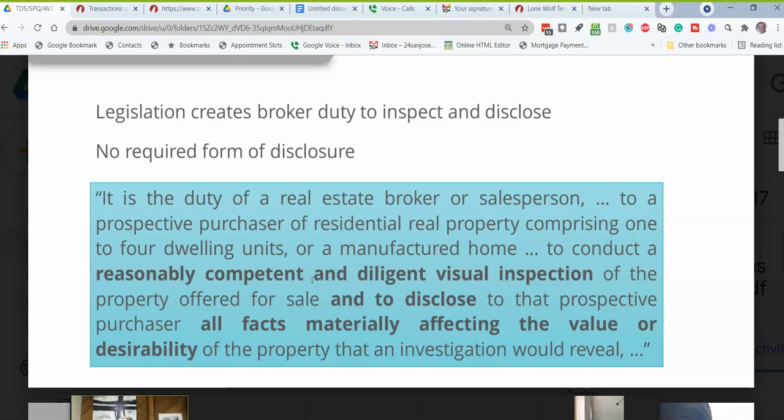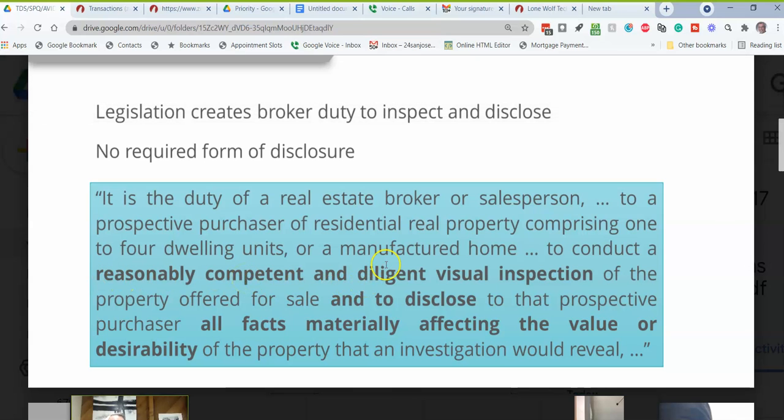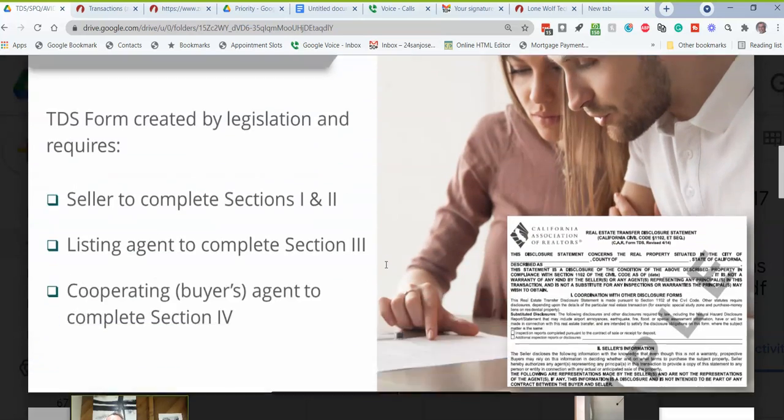And so, as a result of Easton versus Strasburger, the California Association of Realtors lobbied the state of California to pass the transfer disclosure law. And that way the seller has this duty, the broker has that duty, and they're not the same. So what is your duty as a real estate agent? It's to conduct a reasonably competent and diligent visual inspection.